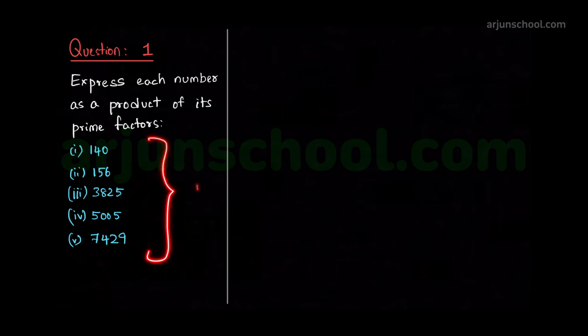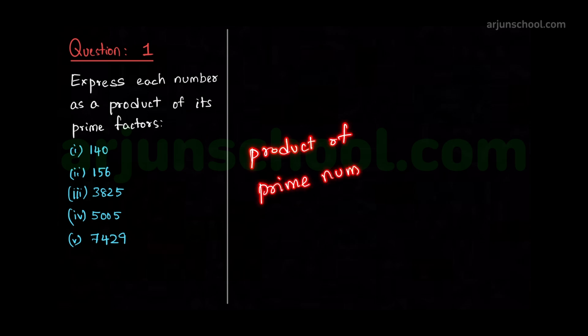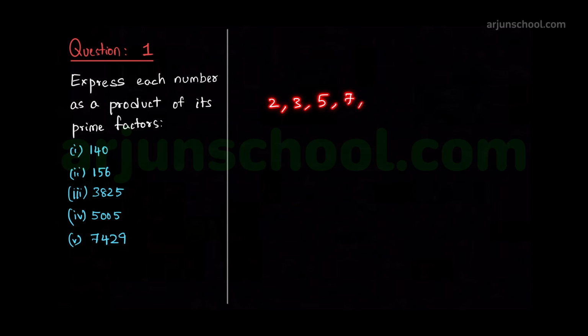We are going to write each given number as a product of its prime factors. Prime factors means prime numbers. Therefore, we are going to write each number as a product of prime numbers. What are the prime numbers? 2, 3, 5, 7, 11, 13, 17, 19 and so on. First, look at 140.